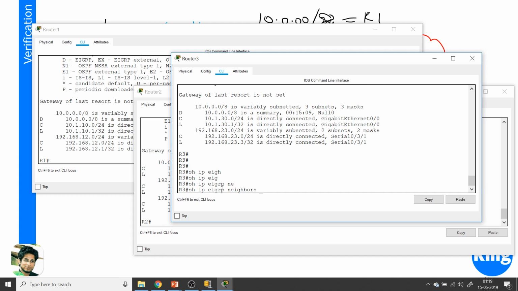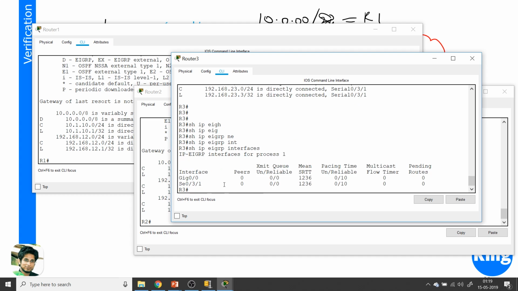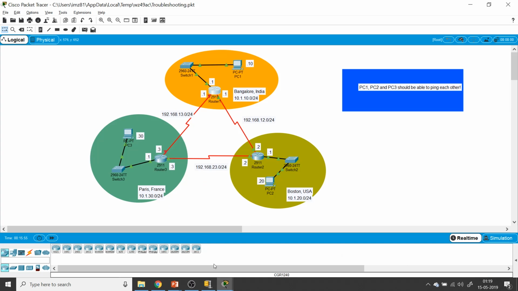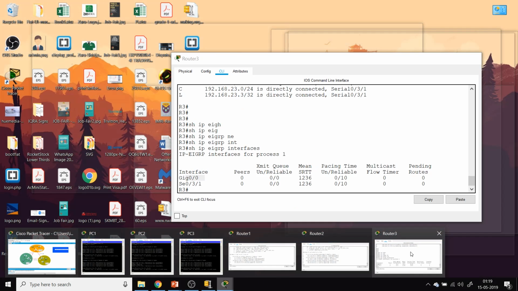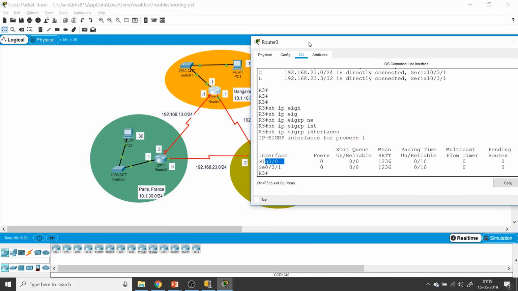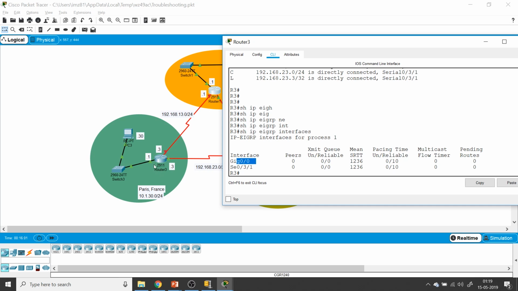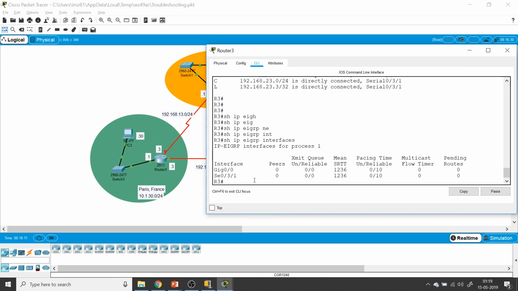We'll see if any show IP EIGRP neighbors. Okay, let's do interface. Let's see. Okay, so we see gigabit G0/0 and S0/3/0. Now there is a red light, but in real life you won't be able to see a red light. So we're not going to look at the red light and make deductions about what could be wrong. So we'll try to see here.